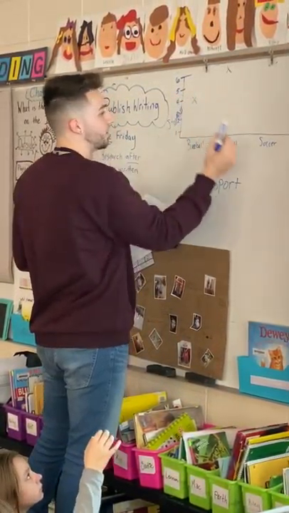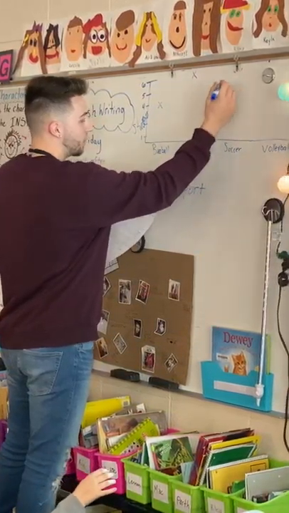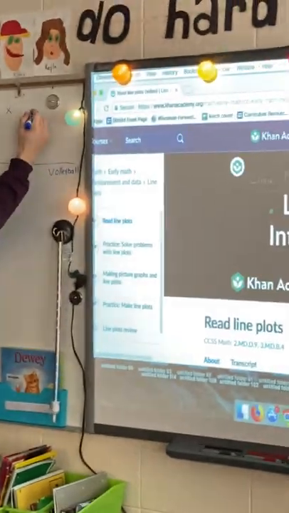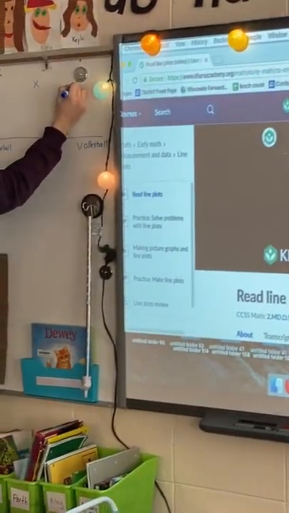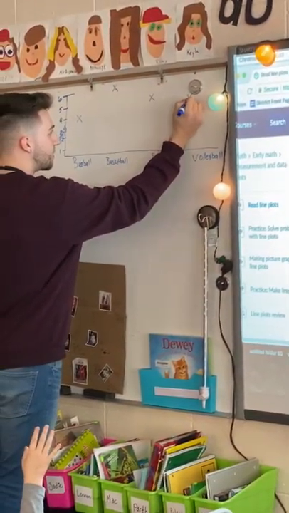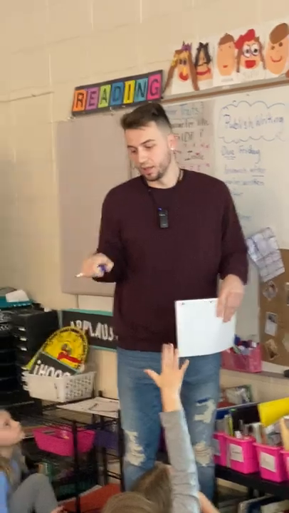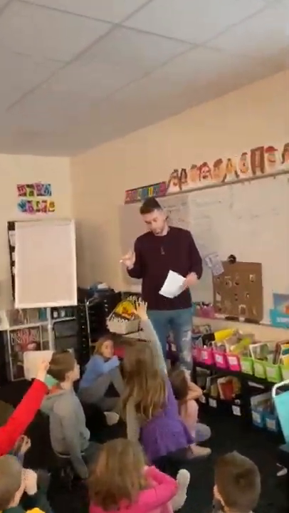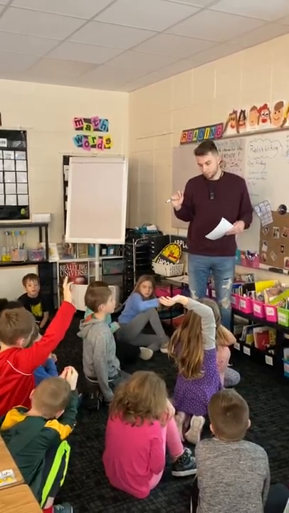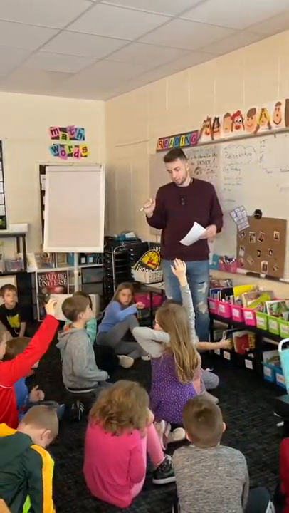Soccer, 5 people like it. Then volleyball, 5 people also like volleyball. Do any of you guys know why we would use a graph like this? Yeah, Leonard. To show how many people like basketball. Like how much more do people like that than that?